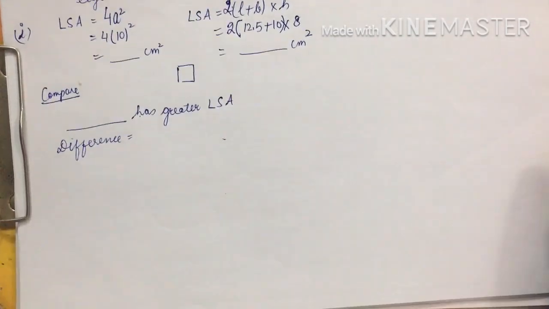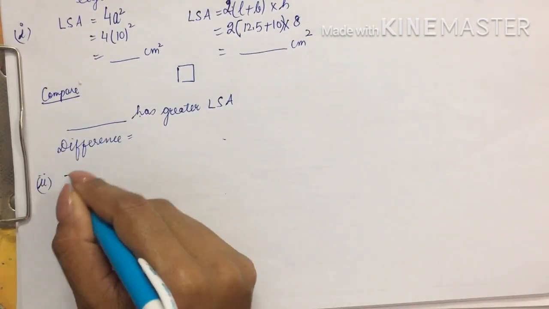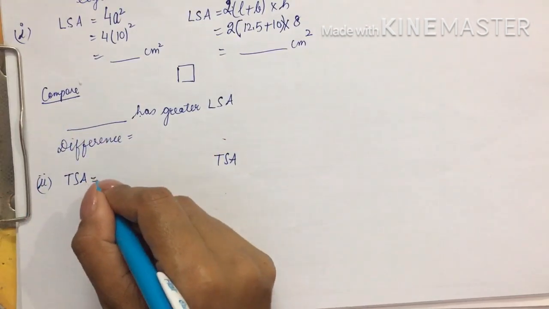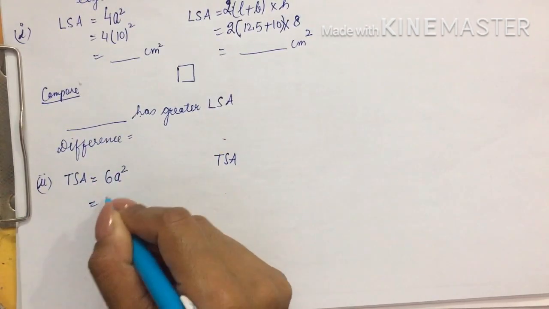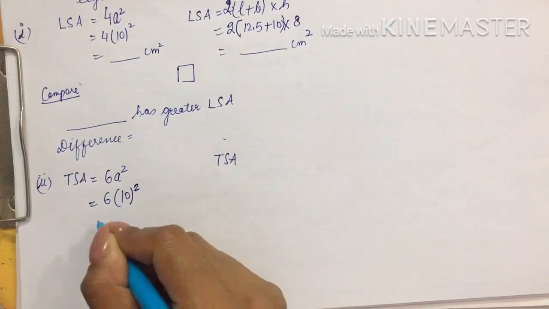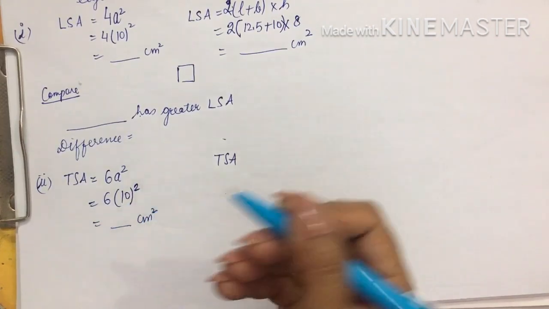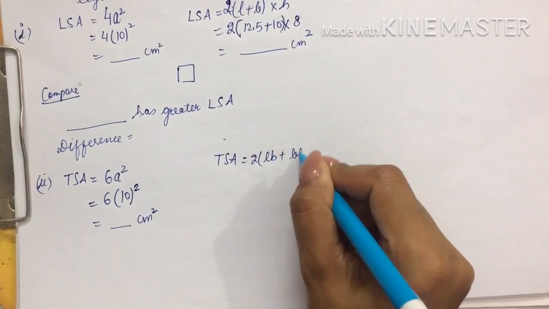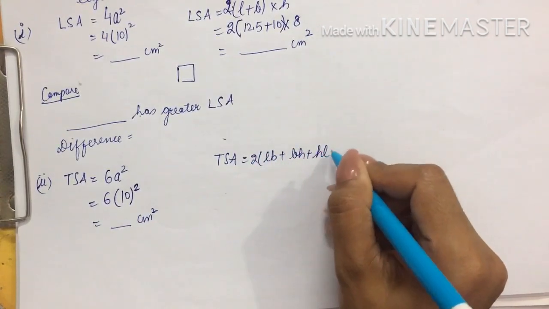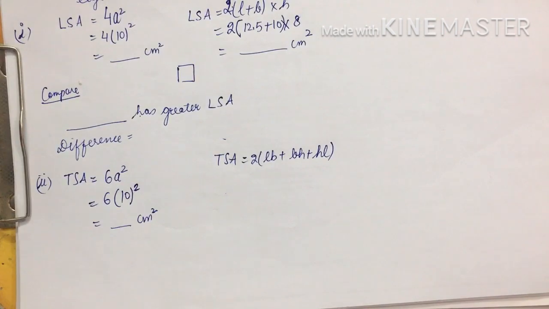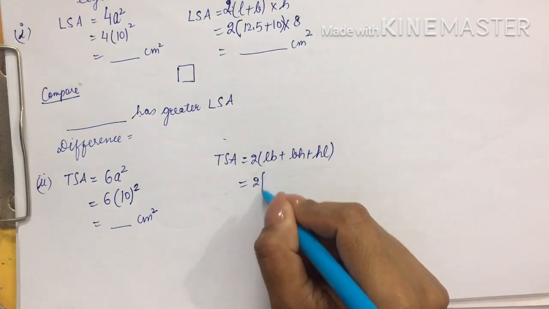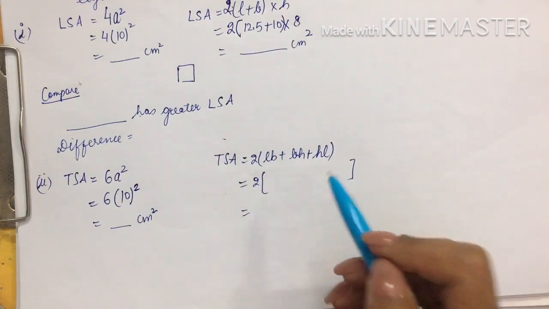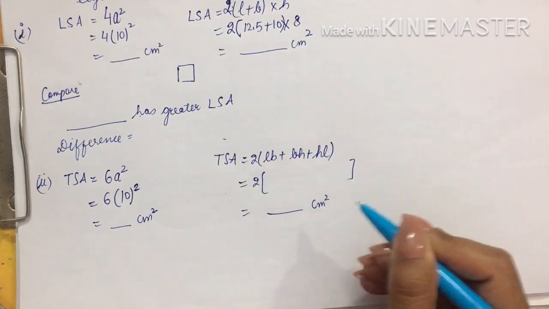Now the second part. For the second part, you need to find out the total surface area for the two boxes. For the cubical box, the total surface area will be given by 6a square, which is 6 into 10 square. The answer will be in centimeter square. For the cuboidal box, the total surface area will be given by the formula 2 times (LB plus BH plus HL). Find the values by substituting L, B and H here. The answer will be in centimeter square.